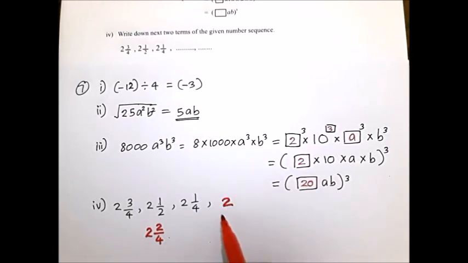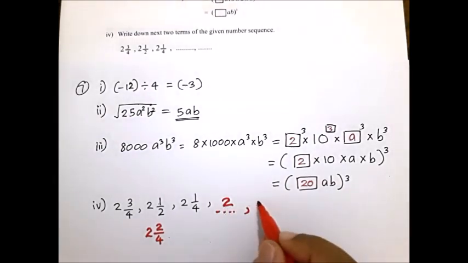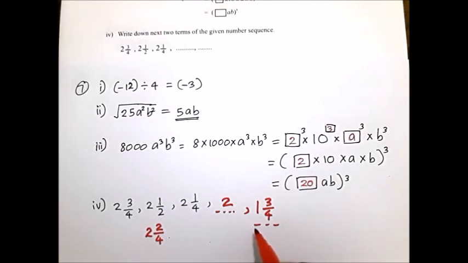Remaining term is 2. Then to obtain the last term, again subtract 1 over 4 from 2. It remains 1 and 3 over 4. These are the two terms of this number sequence.